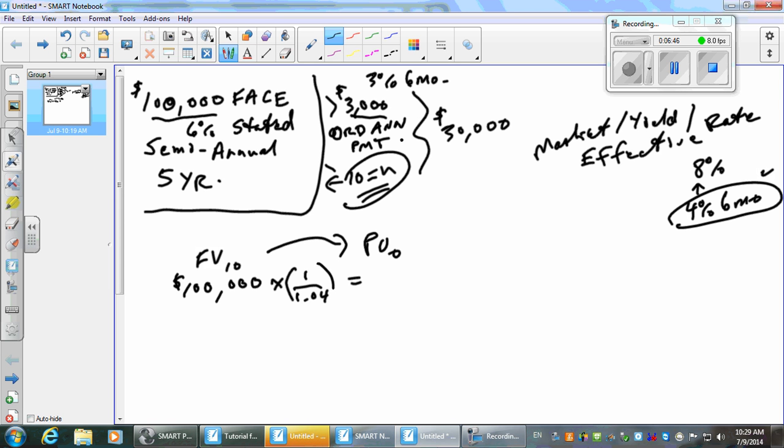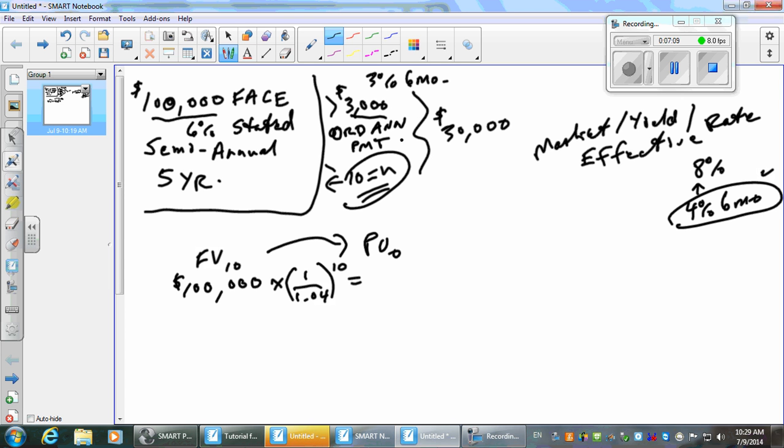How many periods? Careful. It's not just 5 years. It's 5 years, but it's semi-annual payments, right? So it's 10. Got it? So what's the factor for 4%, 10 periods? Present value, which is 1 over 1.04 raised to the 10th. What is that factor? What's each of those dollars worth right now?